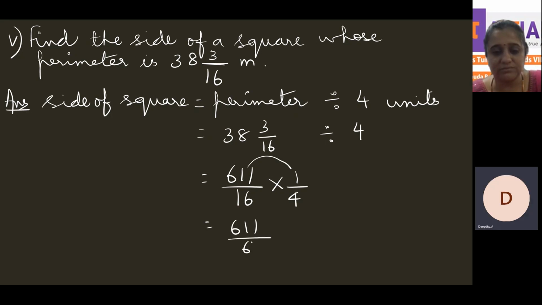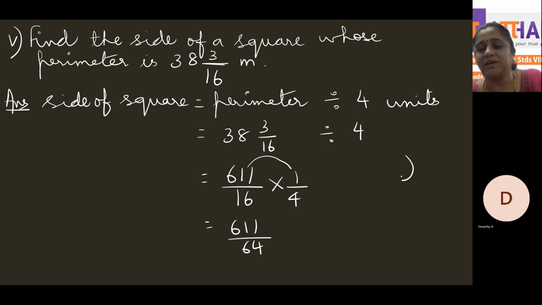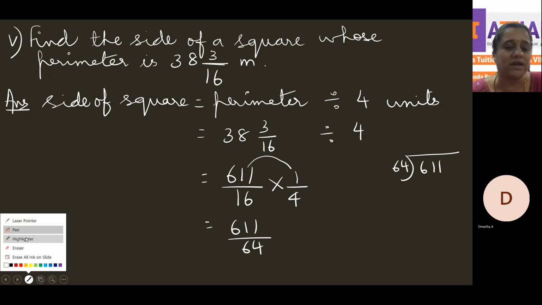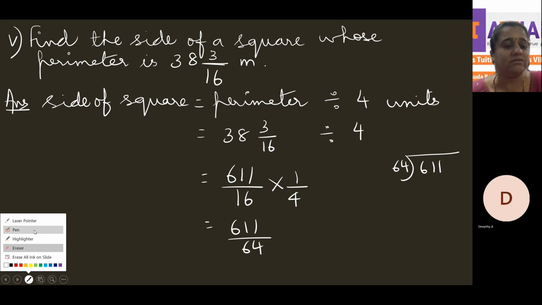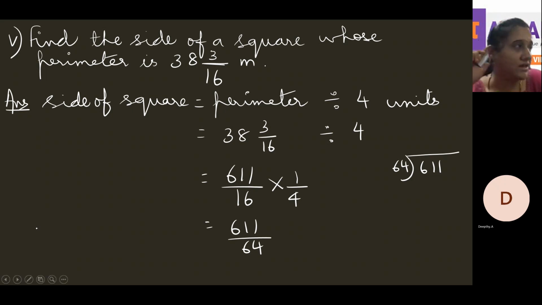Ma'am, I got 611 by 64. Correct. Now you have to divide and put it back as a mixed fraction. Yeah, do that. It will not be completely divisible. You will get a remainder. So stop there and tell me the mixed fraction.